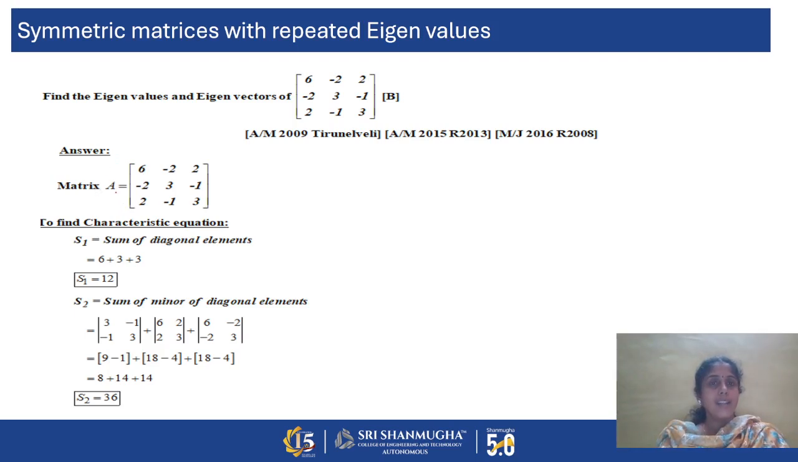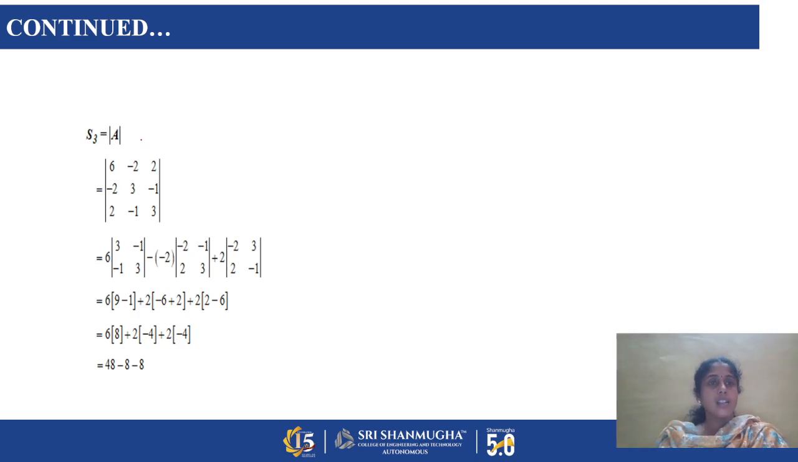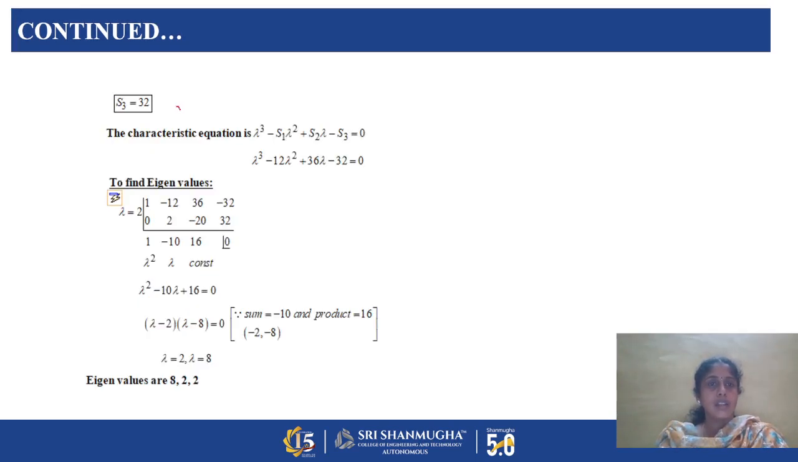Let me take the given matrix in the question as matrix A. The next step, as we discussed in the previous videos, is to find the characteristic equation. S1 is the sum of diagonal elements, so it is 12. S2 is the sum of minors of diagonal elements, so S2 is 36. And S3 is the determinant of A. When I expand the determinant, 6 times (3 minus 1), minus of minus 2 times (minus 2 minus 1 2 3), plus 2 times (minus 2 3 2 minus 1). After solving, I get the S3 value as 32.